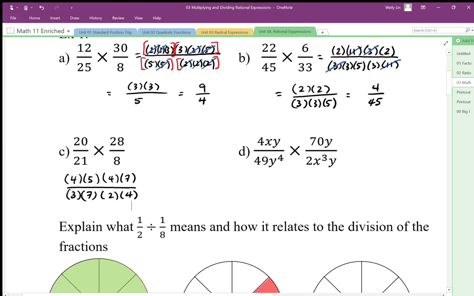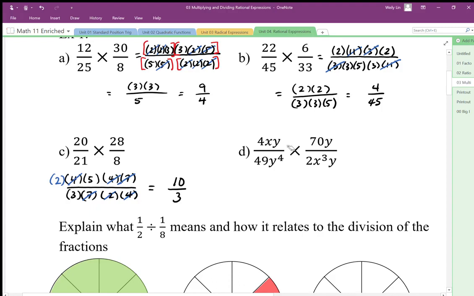Once I have my times and divide all in the right spots, I can start canceling out factors. So I have 20 over 6, but this 4 and 2 can cancel out, and so I'm left with 2 on top. So my simplified version of this is going to be 10 over, and the only factor that's left on the bottom is 3.